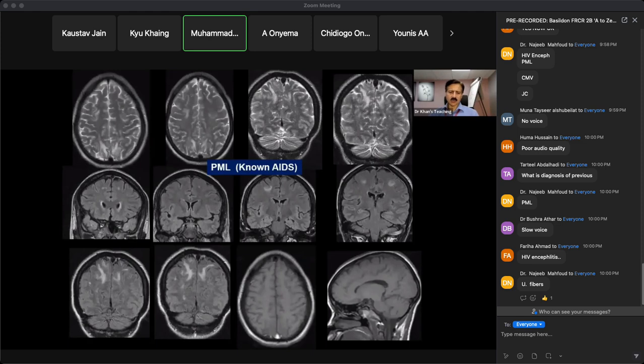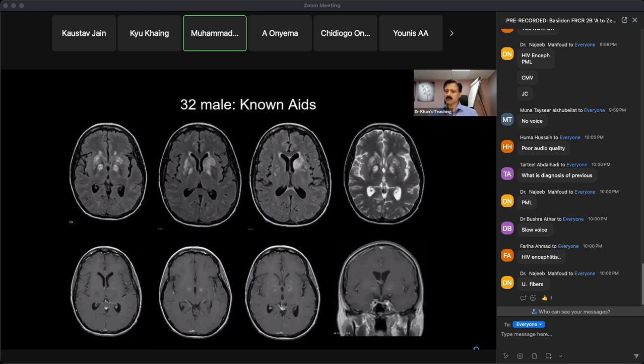This is another case of PML. Just wanted to highlight the subcortical U fibers once again. Look at this subcortical U fiber. Look at this subcortical U fiber. This U, here, here. And no enhancement once again.